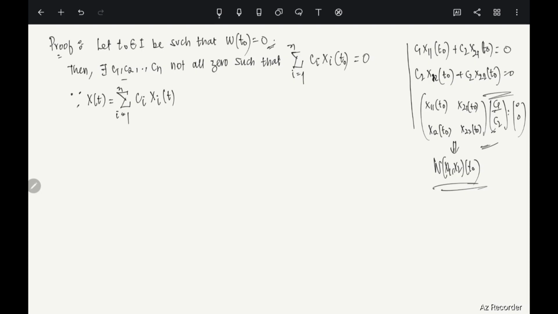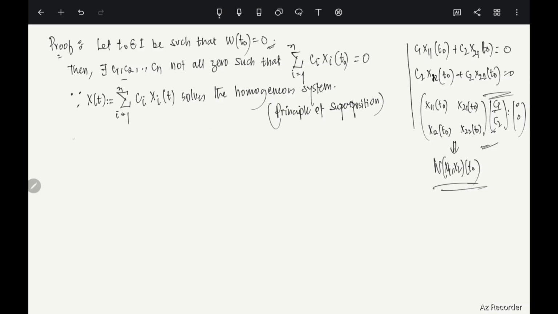Now, this by the superposition principle solves the homogeneous system, because that holds for any C1, C2, Cn, and xi is a solution for all i. So the sum of Ci times xi, which we are defining to be x(t), is also solving the homogeneous system. This is the principle of superposition.